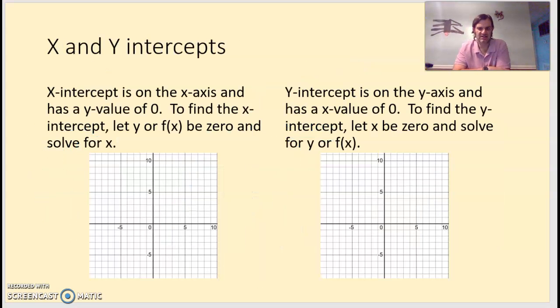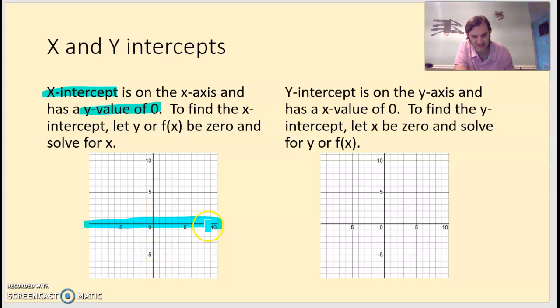So before we get into any real specific functions, let's review one thing really quick. x and y intercepts. An x-intercept is on the x-axis. So x-intercepts are on the x-axis. So that means they're on the axis that goes left or right. And if they're on the x-axis, they have a y value of 0, which means those points do not move off that x-axis, so they do not go up and down. So that's why they're all on that highlighted x-axis.